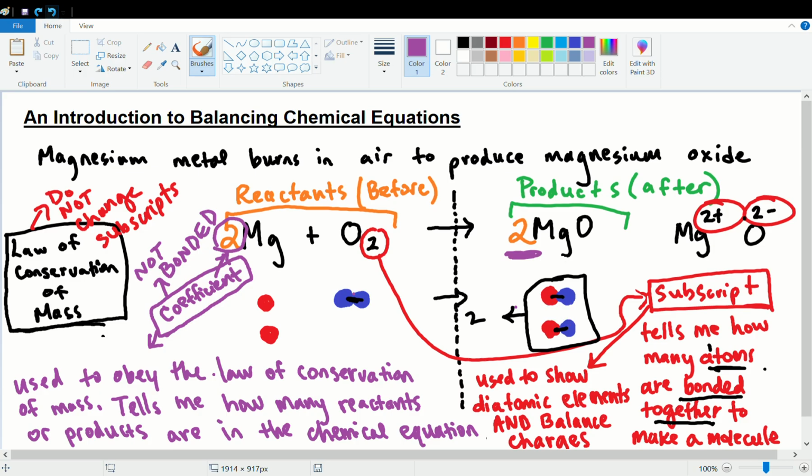Okay? So to show that I have 2 magnesium, I put 2 separate dots. And to show I have 2 magnesium oxide, I draw 2 separate molecules altogether. And then when I go back and count, I have 2 magnesiums on the left, I have 2 magnesiums on the right, I have 2 oxygens on the left, and I have 2 oxygens on the right. And so now we would call this a balanced chemical equation.